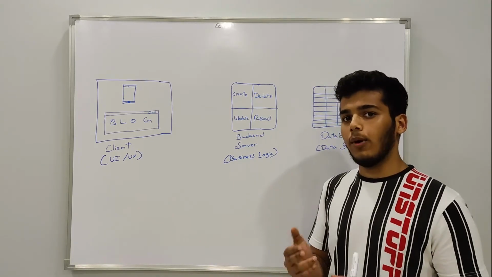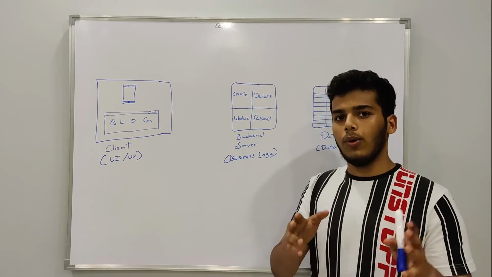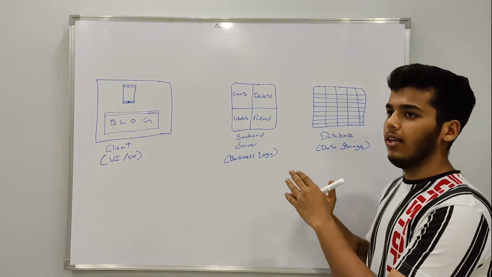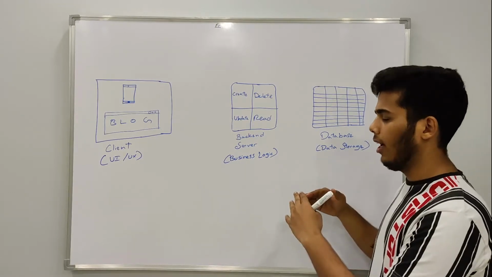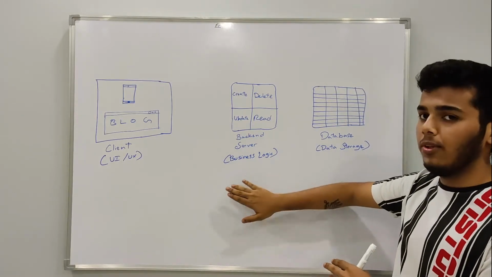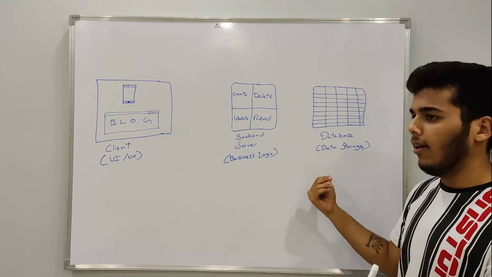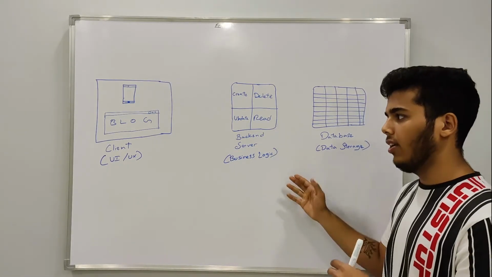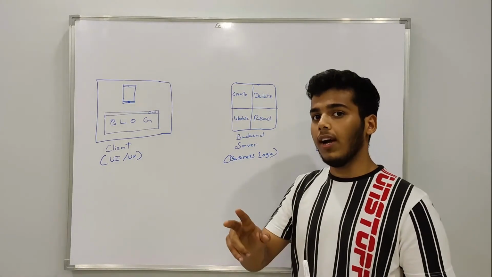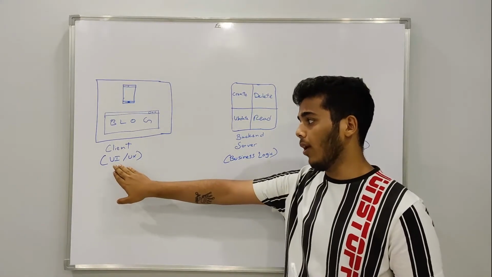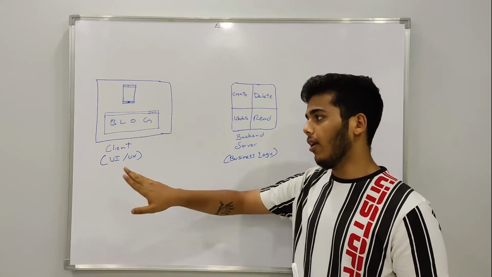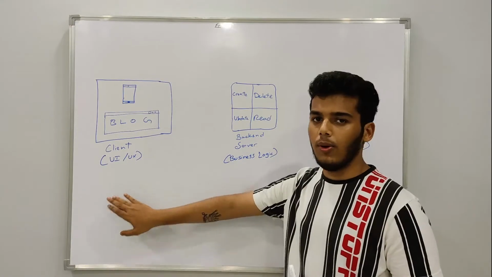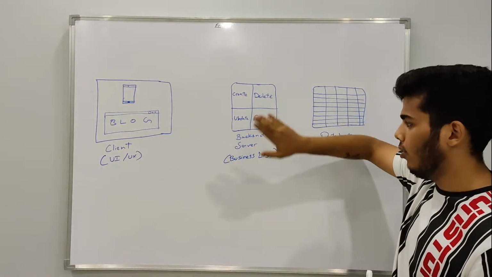Unlike two-tier architecture, where we had two different components, one was client, one was server, in three-tier architecture we just split the server into two different types. One is the backend server with the business logic in it, and one is the database. So we just split the two-tier architecture server into two different categories here. In the two-tier architecture, the client used to have UI/UX as well as business logic in it. But now in three-tier architecture, the client only has the UI/UX. It does not contain any business logic in it whatsoever. So all the business logic lies on the backend server.